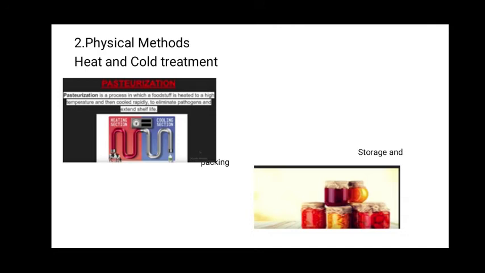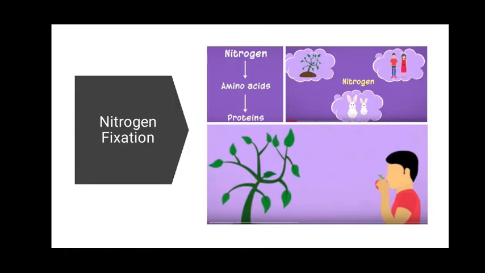So these are the two main methods of preserving food without spoiling: one is the chemical method, and the other is the physical method. Under chemical methods we have studied 3 types, and in the physical method we have studied 2 types. Now let us move to the last topic of this chapter, nitrogen fixation.